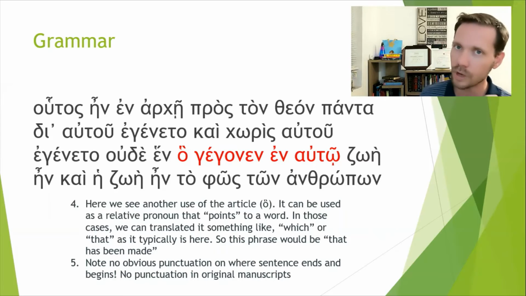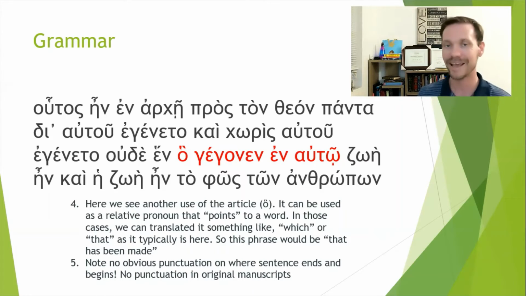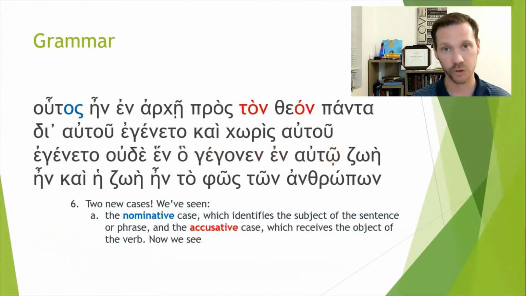What I want you to notice here is there's no punctuation. Any of your Greek texts that do have punctuation, that was added by editors because the original text did not include punctuation. And then the last grammatical issue I want to show you is we get our other two cases. Remember, we talked about the nominative case and the accusative case. I have the nominative case there in blue, houtos, the omicron sigma lets you know this is the subject of that particular sentence. Ton theon, the omicron nu lets you know that this is an accusative case.